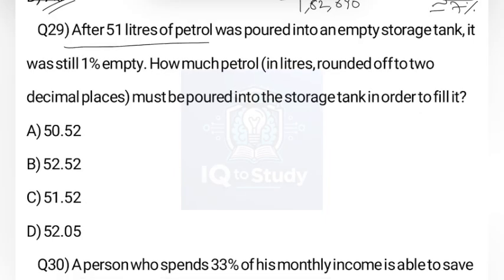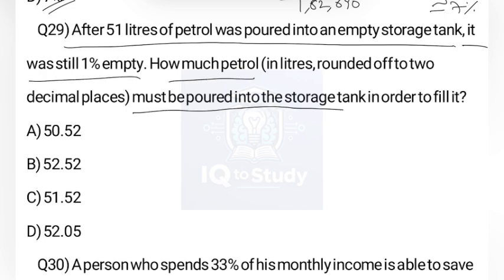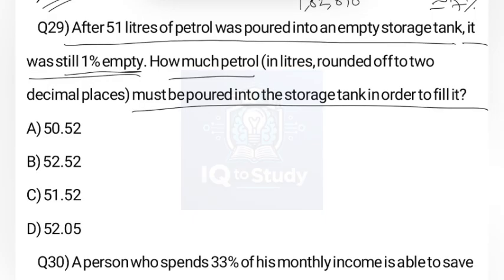After 51 liters of petrol was poured into an empty storage tank, it was still 1% empty. How much petrol must be poured into the storage tank in order to fill it? According to the question, after 51 liters of petrol was poured, still 1% empty. It means 99% is 51 liters. We have to find how much petrol must be poured to fill the tank. It means we have to find 100%.